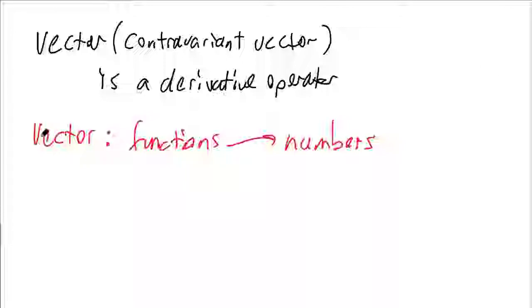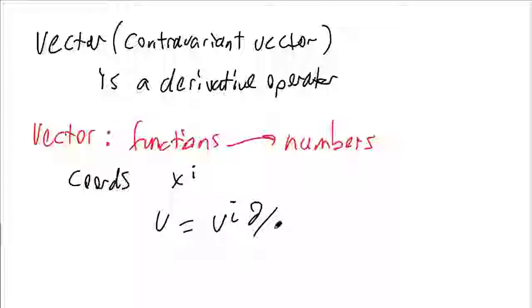If our coordinates are denoted x^i, then we can always expand any vector as a linear combination of these basis vectors. The basis vectors are the derivative operators in the direction of the coordinate lines. And let me remind you, I'm using the Einstein summation convention here. So anytime you have a repeated index, like the index i, that means there's an implied sum over i in this expression.